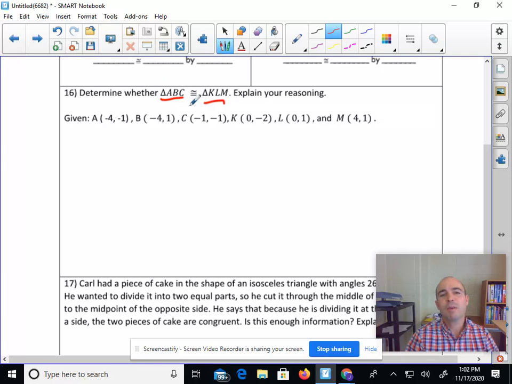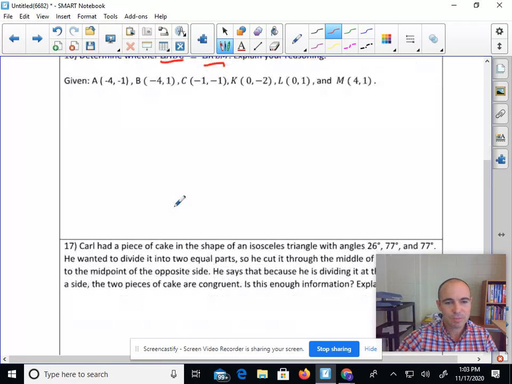Now, what might be easier here is to prove they're not congruent. In other words, you could prove there's one pair of corresponding sides that are not congruent. Well, then they're not congruent. If you prove that all 3 pairs of corresponding sides are congruent, well, because of the SSS rule, you've also proven that the triangles are congruent. So it's got to go in one of these 2 directions. They're saying determine, so they're not telling you they're congruent. You've got to figure it out.